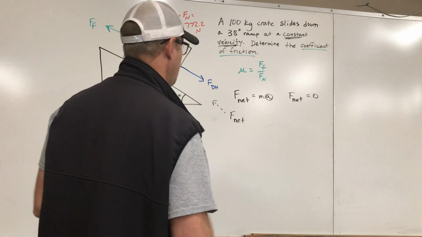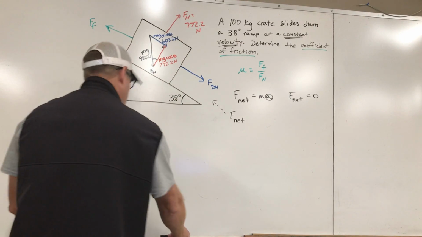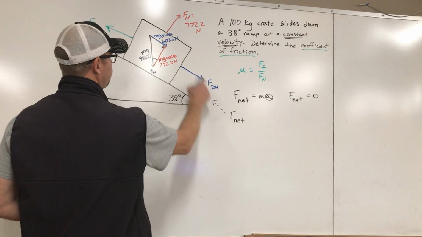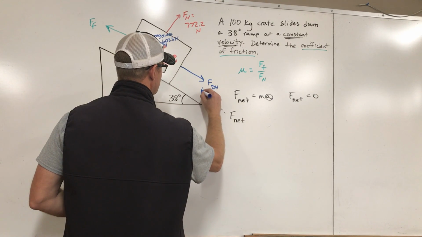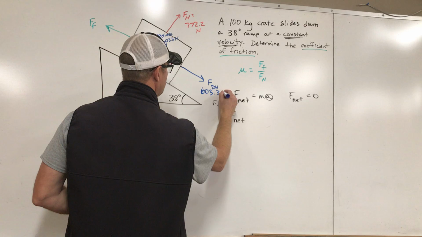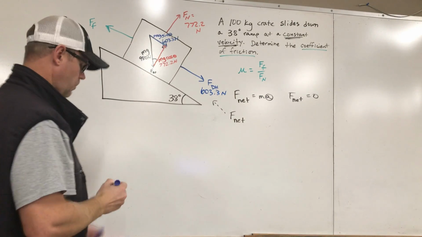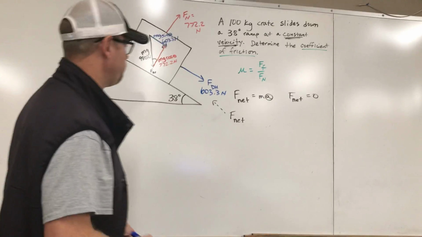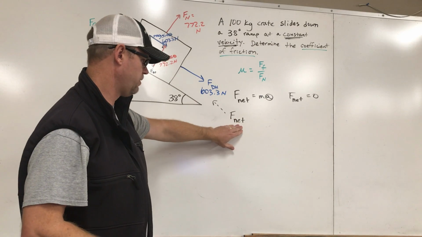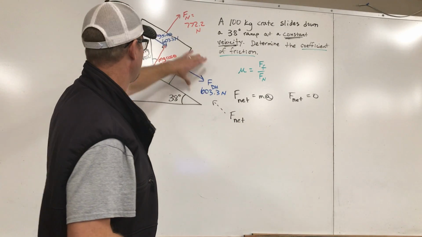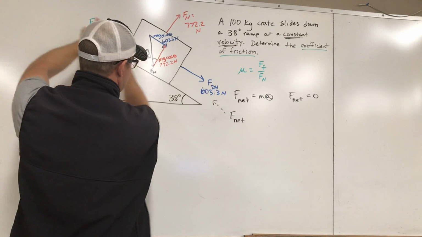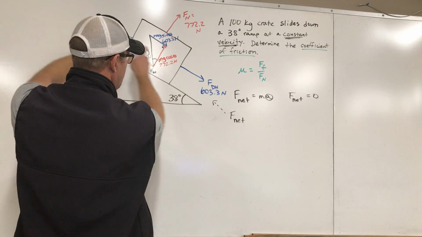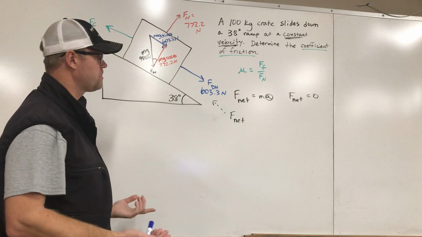So let's take a look at how we would do that mathematically. First thing I want you to recognize is this downhill force is the same as that component. I didn't write it in, but I should have. 603.3 newtons. Okay. So what I'm going to do is build an equation for net force based on what I see here, and the forces that are affecting it in the direction that it's moving, I'm going to try to somehow make sense of those.